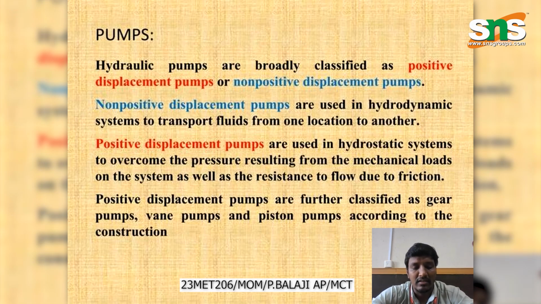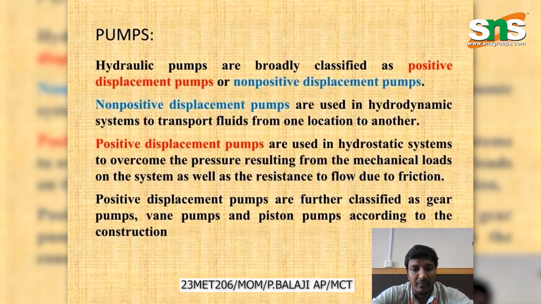There are basically two types of pumps we can easily categorize: one is the non-positive displacement pump, another is the positive displacement pump. Non-positive displacement pumps are generally used for hydrodynamic systems, where the main purpose is fluid transportation only. But positive displacement pumps are used in hydrostatic systems, where pressure must be generated to overcome external mechanical loads and frictional resistance.